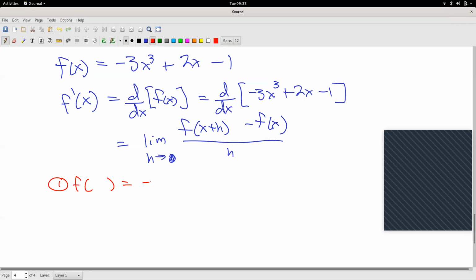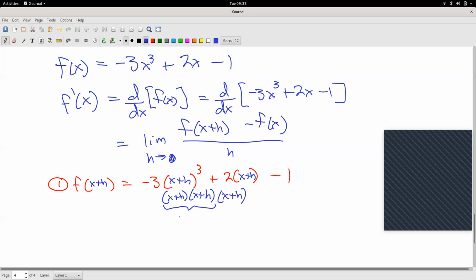f of parentheses equals negative 3 parentheses cubed plus 2 parentheses minus 1, and into the parentheses we drop an x plus h. And the fun part here is we get to cube the x plus h, which means take x plus h times x plus h times x plus h. And get busy. So the first part here we've done many times. That's x squared plus 2xh plus h squared.